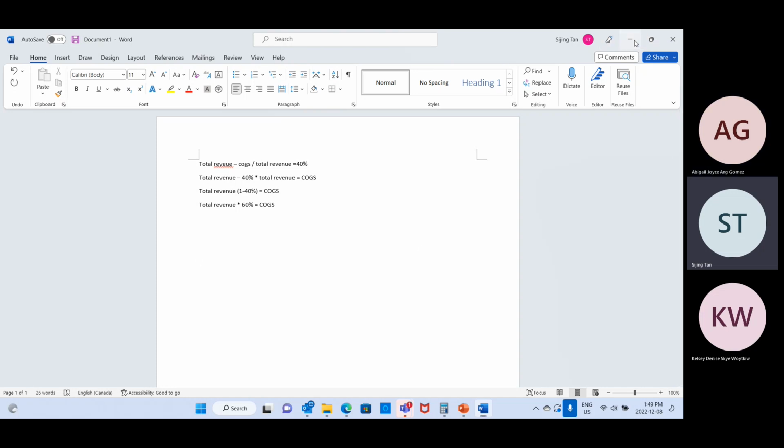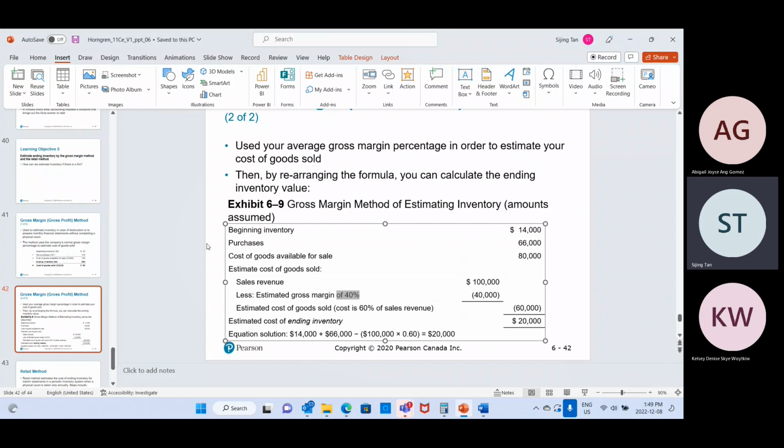Okay, perfect. So this is kind of the example from our textbook, and this is also how the 60% of sales revenue comes about, because it's based on the gross margin percentage formula.